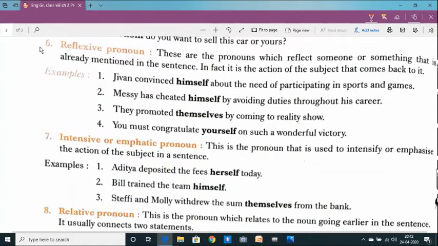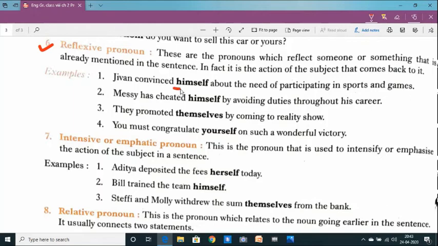Now the next kind: reflexive pronoun. These are the pronouns which reflect someone or something that is already mentioned in the sentence. In fact, it is the action of the subject that comes back to it. Example 1: Jivan convinced himself about the need of participating in sports and games.